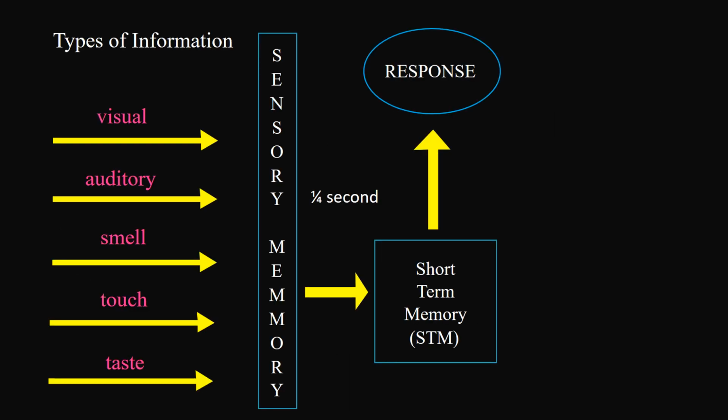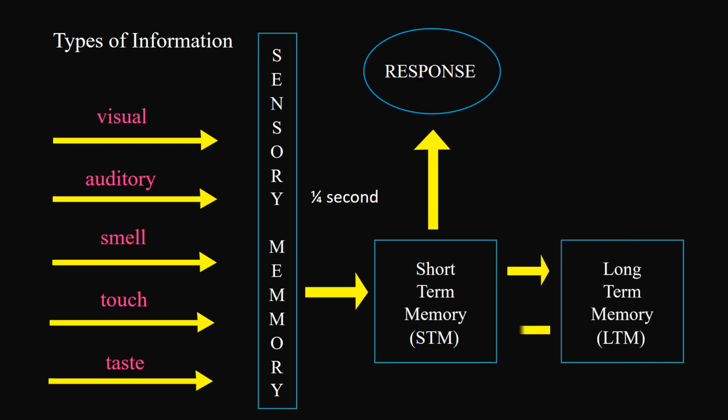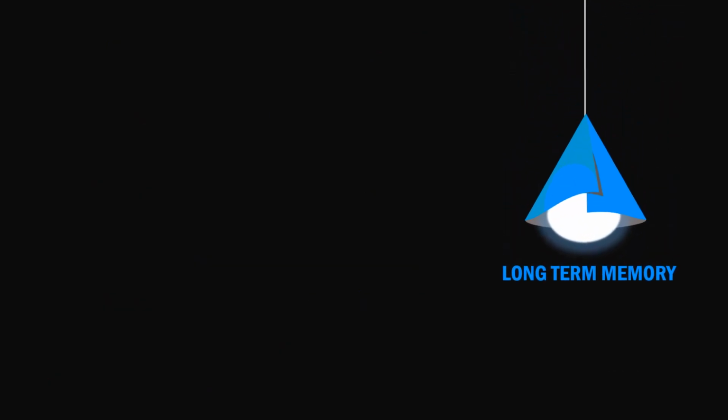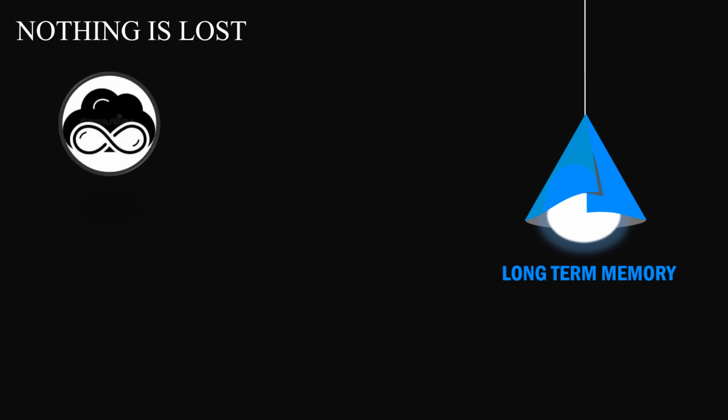Information that is encoded and rehearsed is stored in long-term memory, which consists of information that has just happened a few minutes ago or as long as a lifetime. It has been said that all you have learned and experienced in your lifetime is stored in long-term memory. Nothing is lost. Long-term memory has unlimited capacity or storage area.